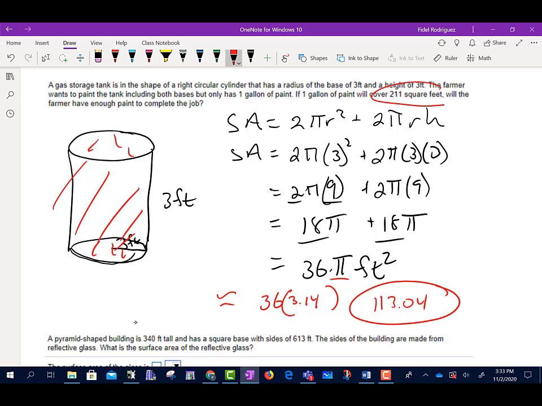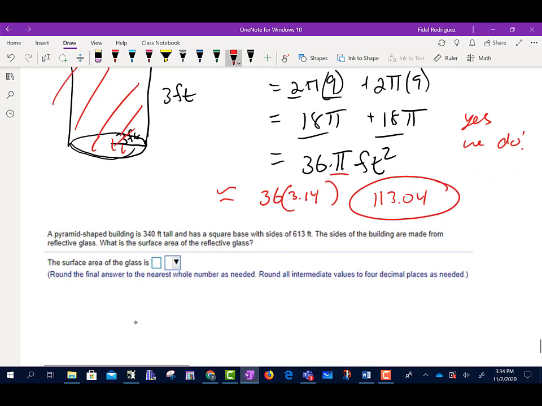We have 1 gallon of paint. 1 gallon covers 211. We only need 113. Do we have enough paint? Yes, we do. Okay.